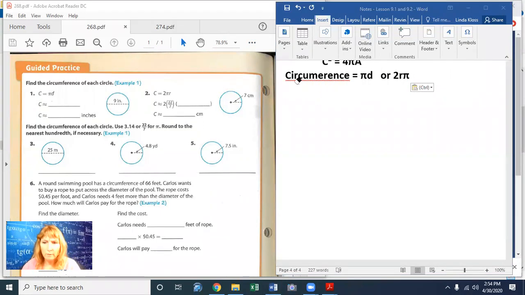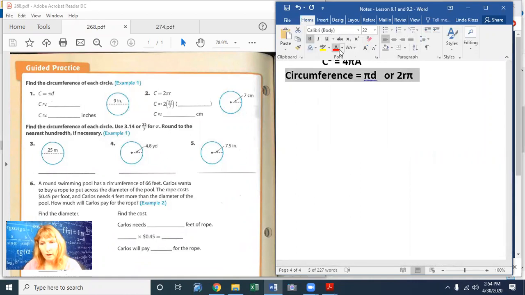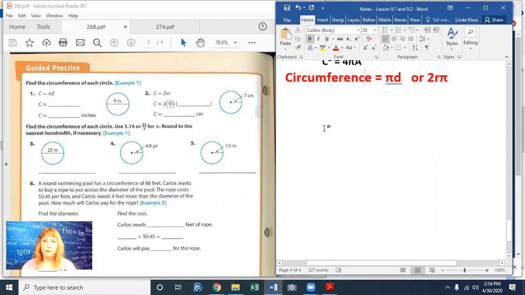Okay, and then we can write circumference. Did I spell it wrong? Yeah, I guess I did. Let's put that in red so that we can see that. And let's make it big so it's right there in front of us. Circumference is equal to pi times diameter, or 2r pi. I always like to say 2 pi r, but it doesn't matter. Okay, so find the circumference of each circle.